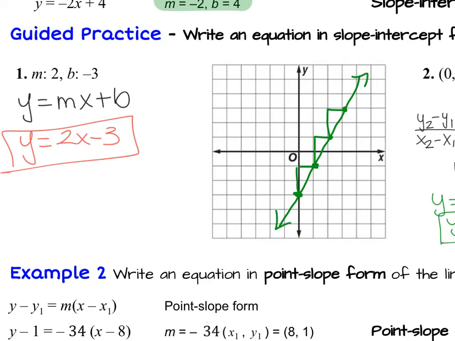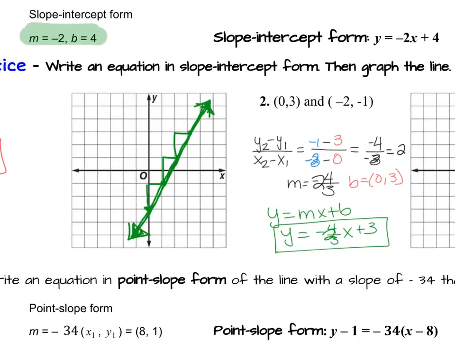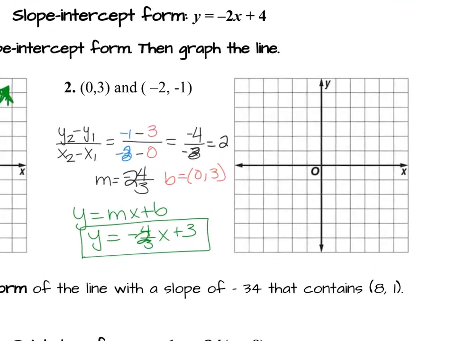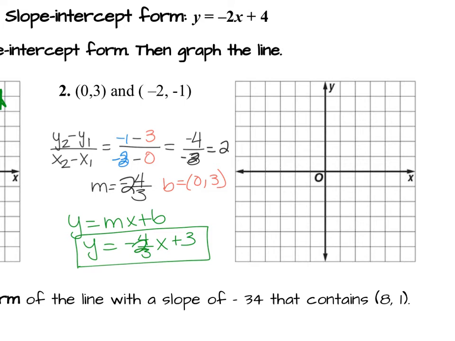Now moving on to number 2. Here you have 2 points, and so now instead of me giving you the slope, you'll have to find it, so that's what I did here.